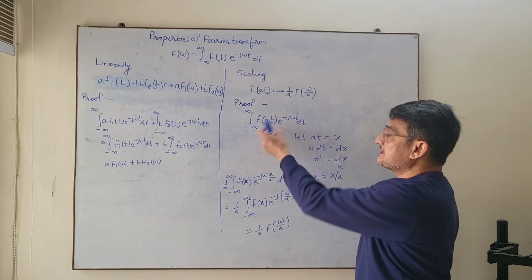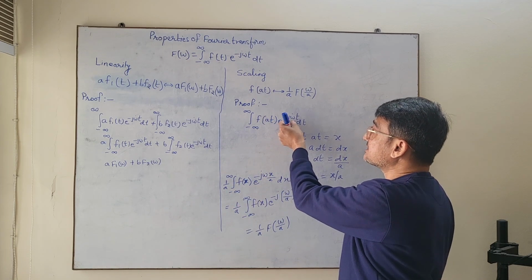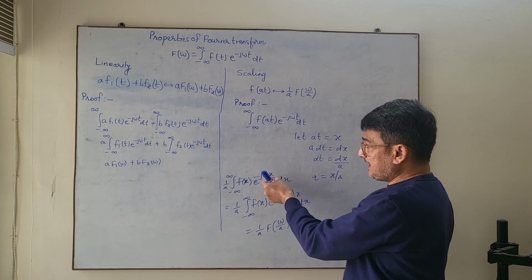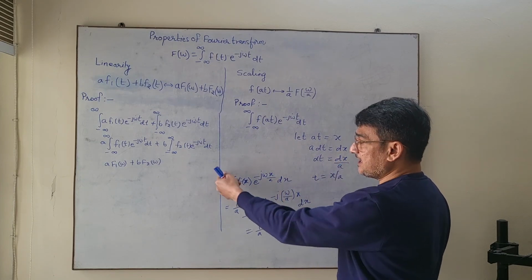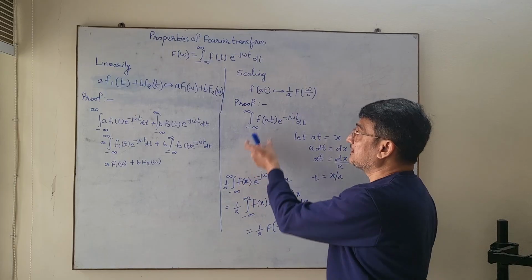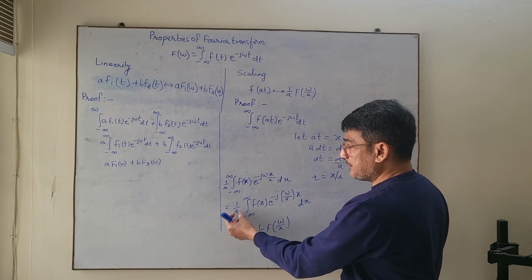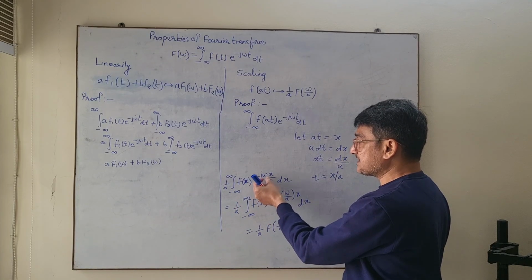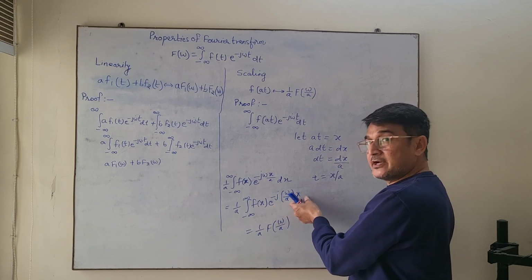By replacing all these terms, f(at) will become f(x), e raised to the power minus j omega t will become x by a, and dt will become dx. And 1 by a I can keep outside the integration, so it will be the modified statement of this. Then the next step: 1 by a, the integral from minus infinity to infinity of f(x) e raised to the power minus j, and this can be written as omega by a into x, dx.